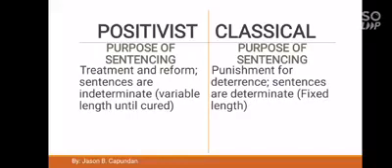The purpose of sentencing, according to the positivist theory, is to treat and reform. So sentences are indeterminate or variable, varying in length until cured. And the purpose of sentencing for the classical theory is punishment for deterrence. Sentences are determinate, they have fixed length.